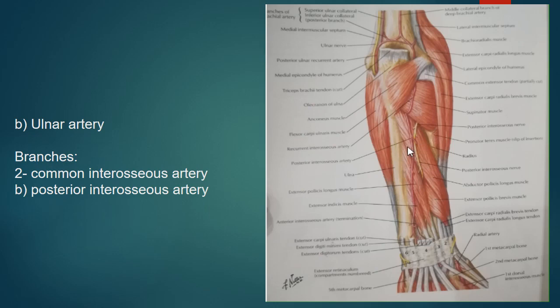The posterior interosseous artery supplies both the superficial and deep extensor muscles through its muscular branches, as you can see here. In the lower part of the forearm, it is replaced by the anterior interosseous artery at this point. Here, the posterior interosseous artery terminates and is replaced by the anterior interosseous artery, which comes to the posterior compartment through the aperture in the interosseous membrane, as I have already told you.